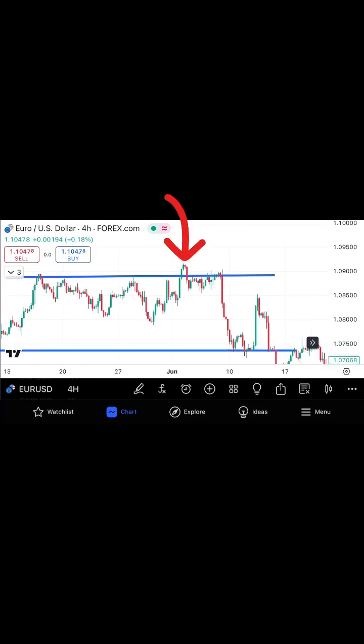This is your liquidity. Before we close for today's class, I want to give you an assignment. Go to your TradingView, select EUR/USD, then mark your support and resistance level, then mark liquidity at your support or resistance level and send it to me on WhatsApp.